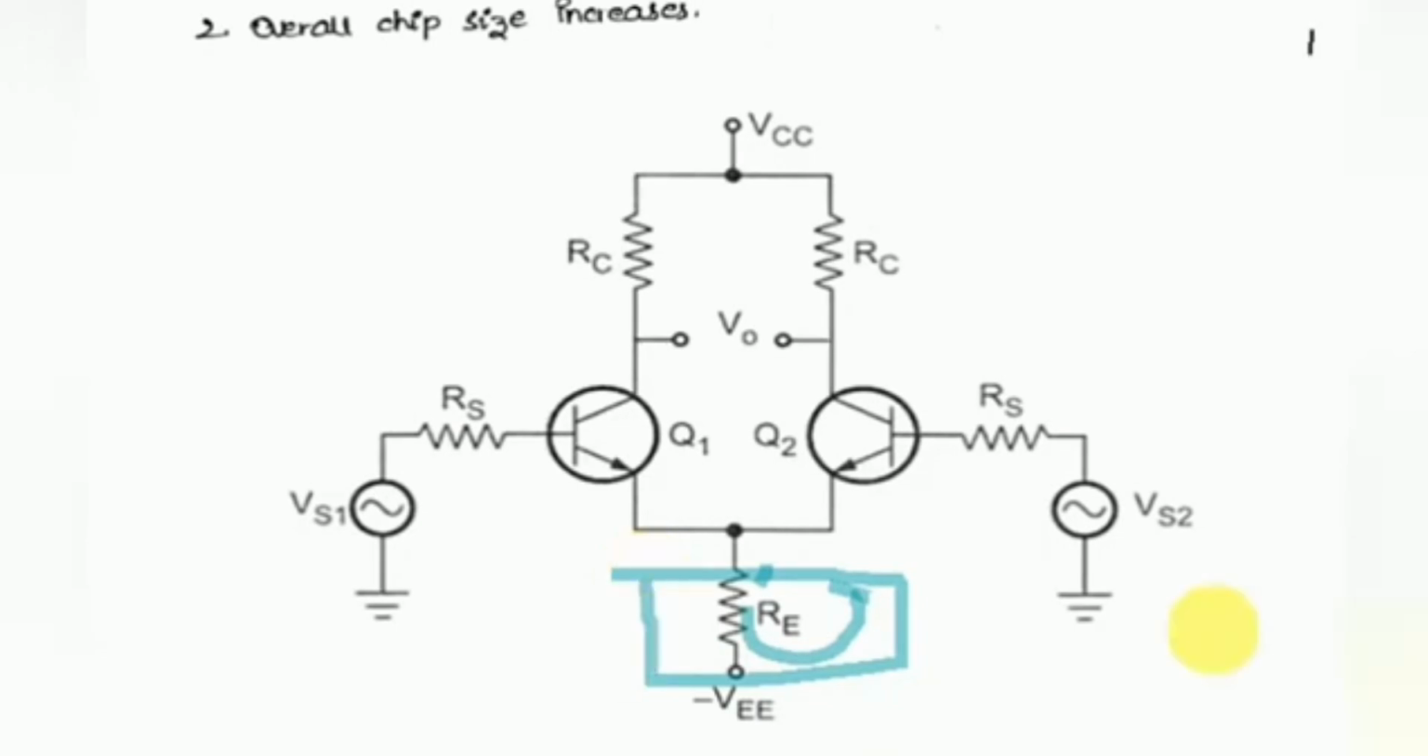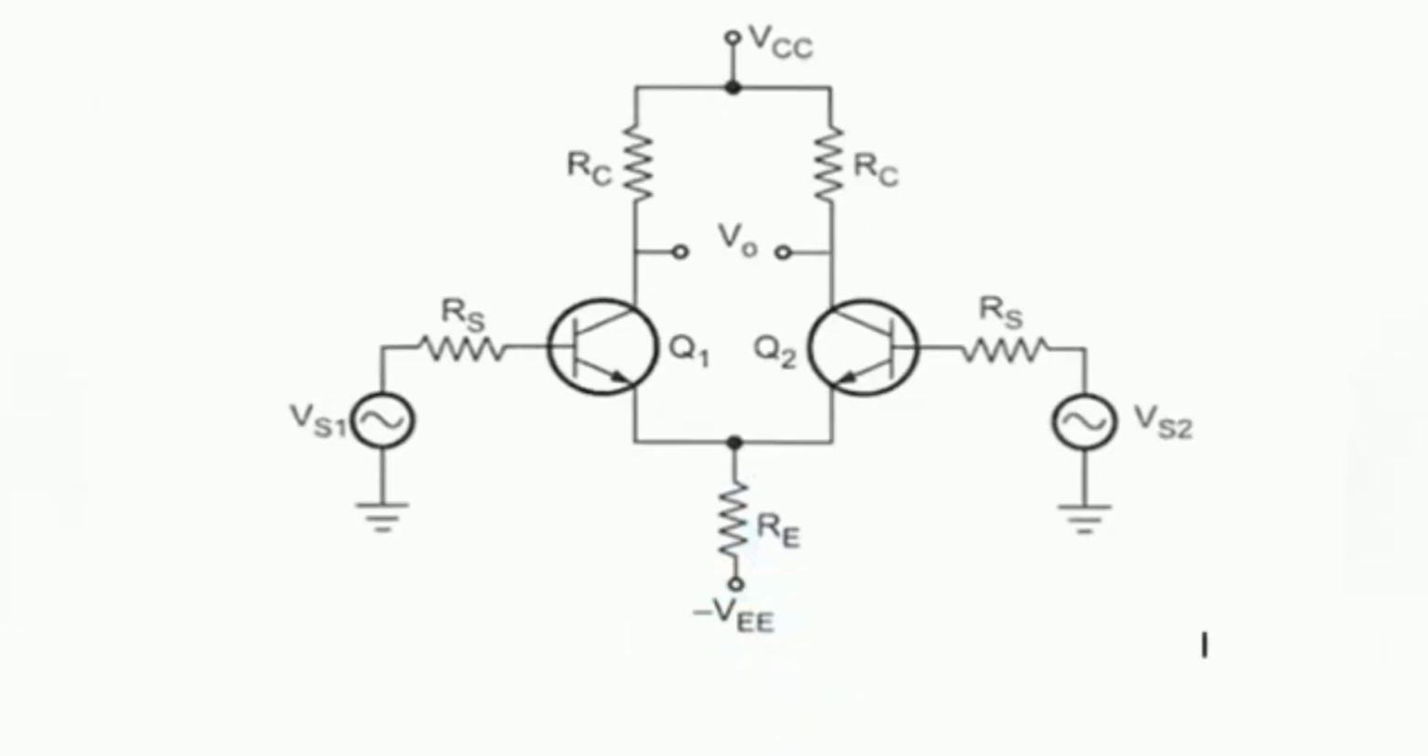One is the constant current bias method and the second one is the current mirror circuit or current repeater circuit. Now we are briefly going to see the circuits that are used in order to improve the CMRR value, and from the mathematical analysis we can prove that because of these circuits the effect of resistance RE will increase and the common mode gain will decrease.